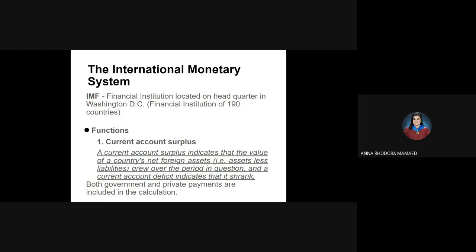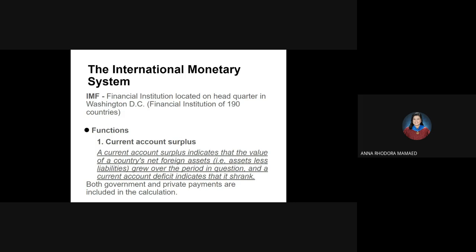The IMF, or the International Monetary Fund, is a financial institution with headquarters in Washington, D.C. It has 190 member countries. The first function is the current account surplus. A current account surplus is a positive current account balance, meaning that the country has more exports than imports of goods and services.